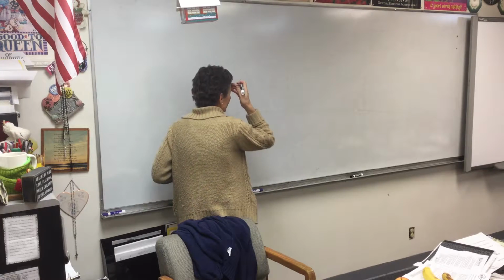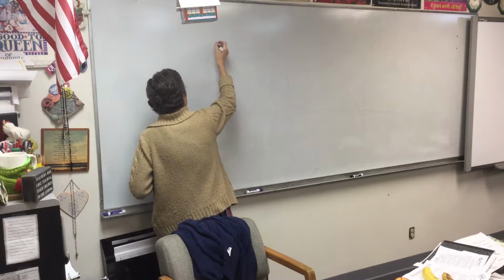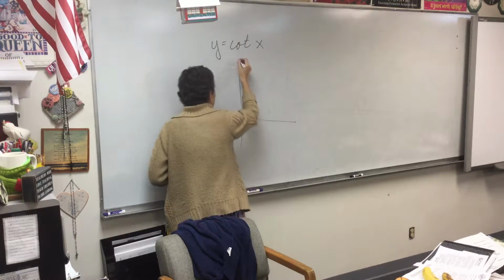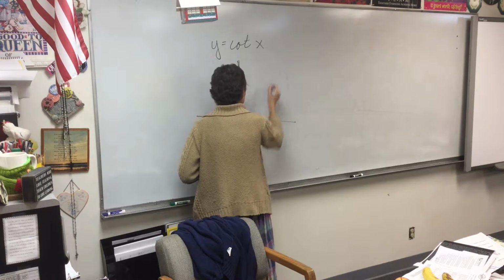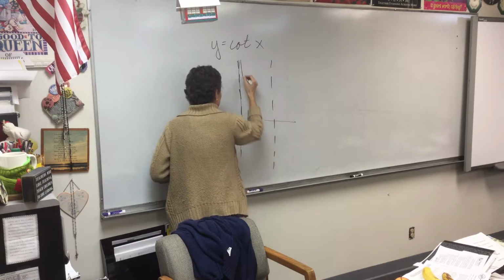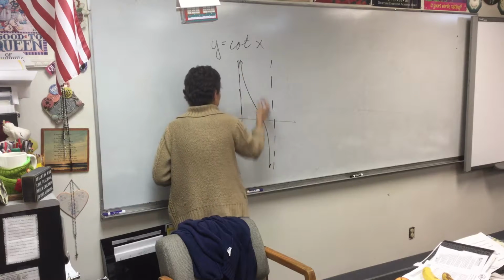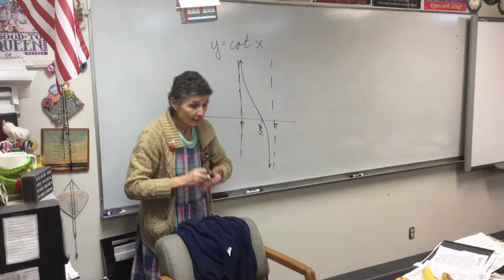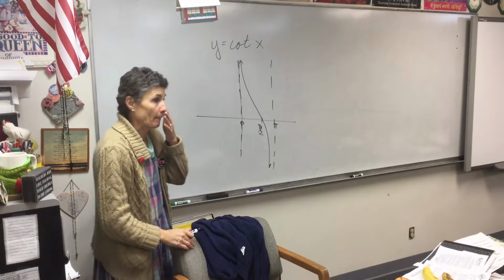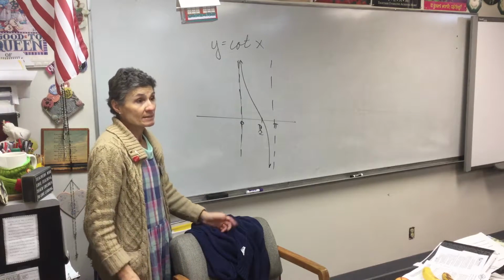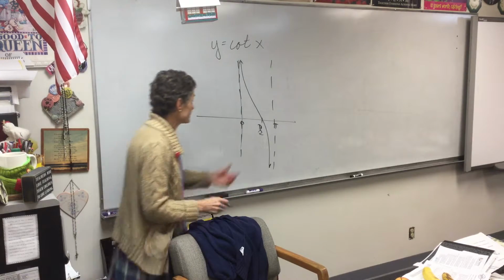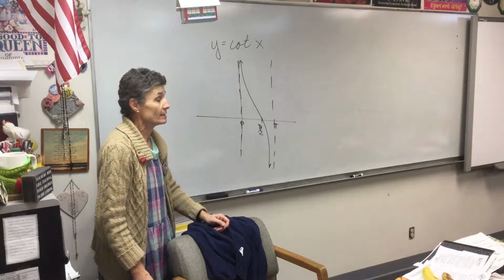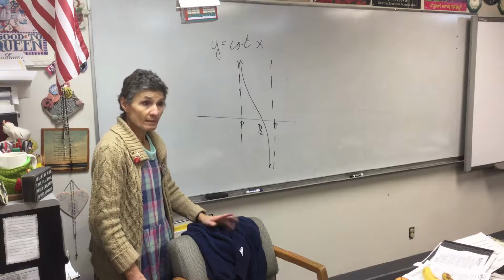Okay, so let's do a quick cotangent. First of all, this is what a cotangent looks like. Now, it has some similarity to a tangent, but it's also different than a tangent. So, can somebody tell me what the similarity is to a tangent? Got two asymptotes and a curve in between. Notice how far apart the asymptotes are? Pi. So just like the tangent, the period is pi, right?